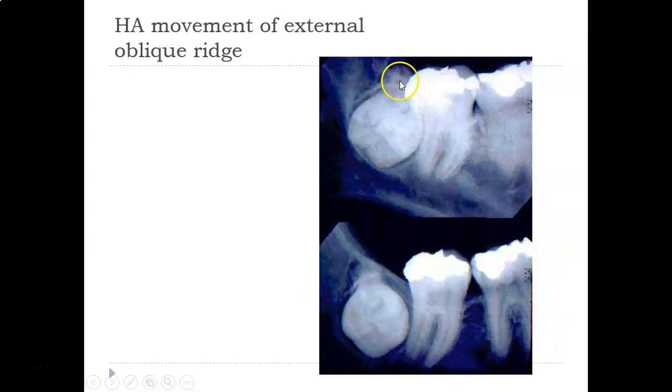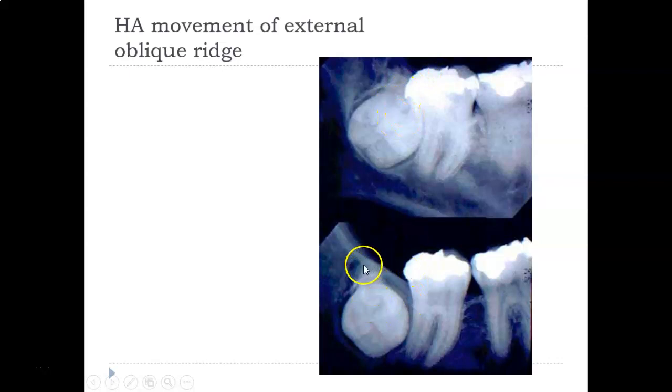So then if we look at the top picture, we can see that the external oblique ridge comes down and it ends way up here. So it went from down here to way up here. You could say that it moved mesial, because it didn't move back, it moved forward and up, basically. So you know then that the beam moved mesial as well, because it went from way down here to way up here. So you know the beam moved mesial.